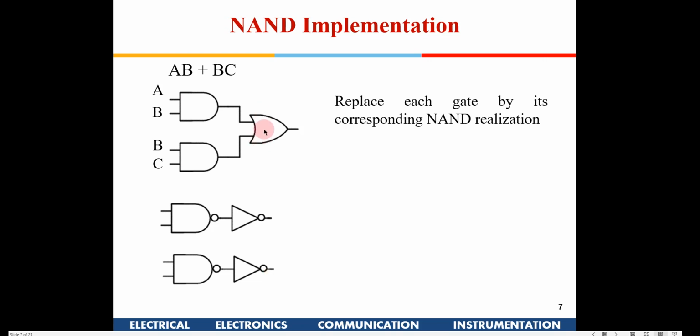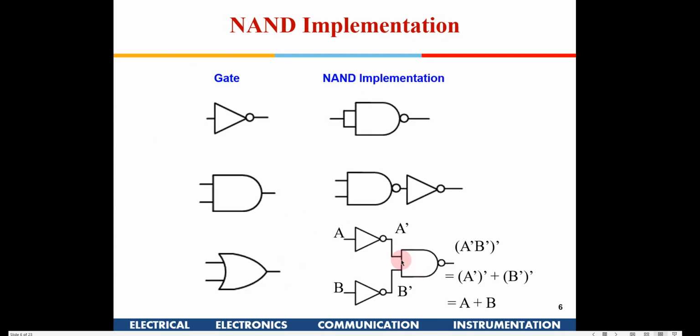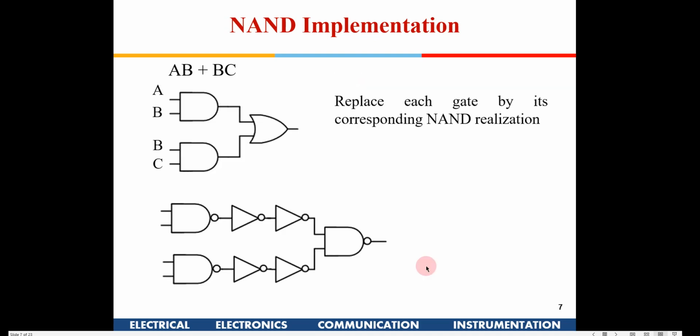And now for this OR gate, what did we see? An OR gate is nothing but a NAND gate where the inputs have to be inverted. If I go back to the previous slide, this is what an OR gate is: the inputs will be inverted, and then you put a NAND gate there. So that becomes an OR gate. So here now what I have done, this OR gate I have replaced with two inverters followed by a NAND gate. Now if you see in this particular diagram, this is an inverter, this is an inverter, this is again an inverter followed by an inverter.